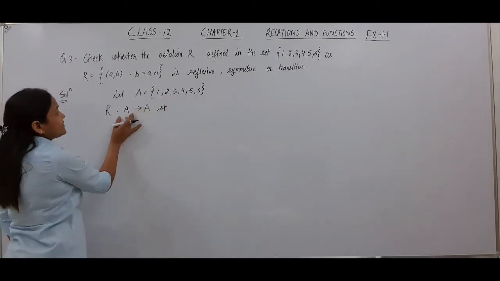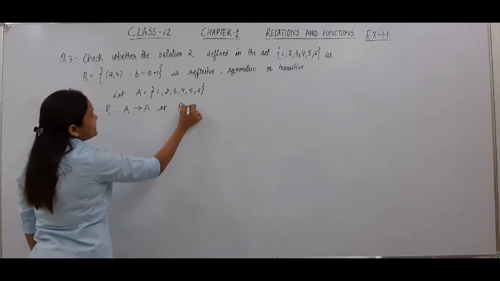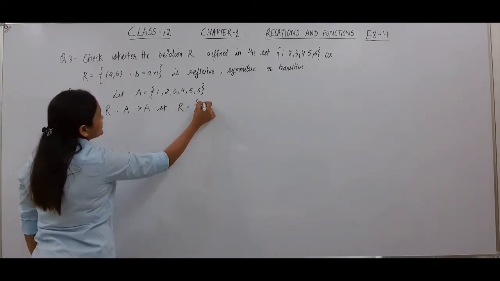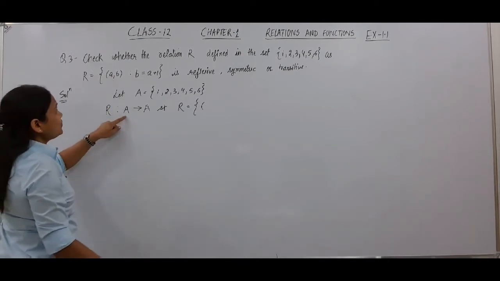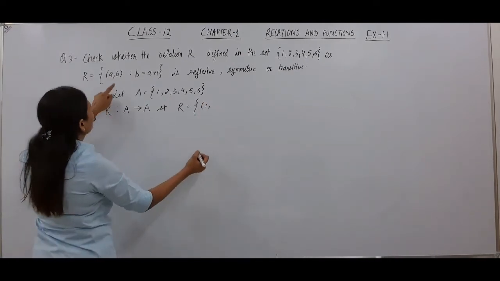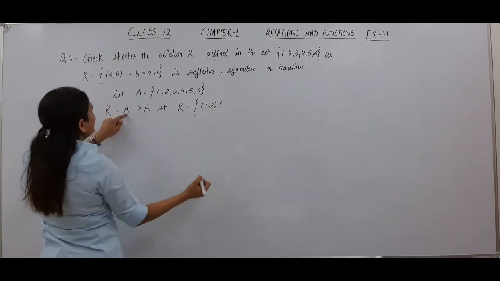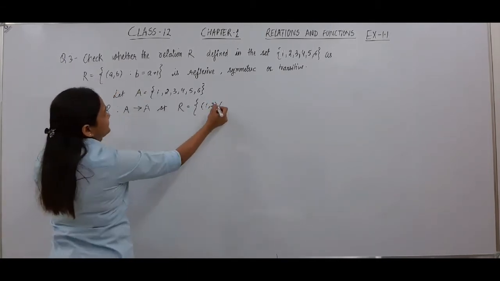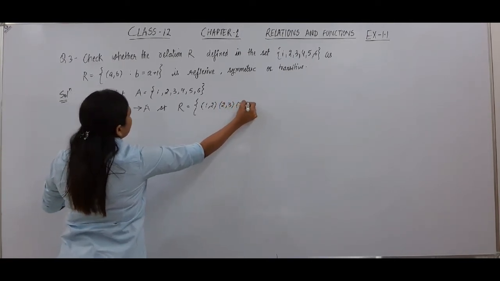Since the domain is finite, you can rewrite R in roster form. When a is equals to 1, your b will be equals to 2. 1 is related to 2. When your a is 2, b is 3. When a is 3, b is 4.